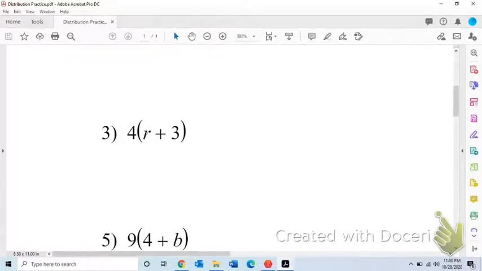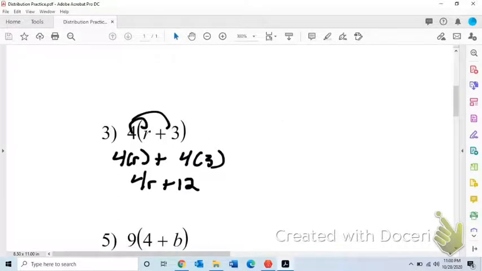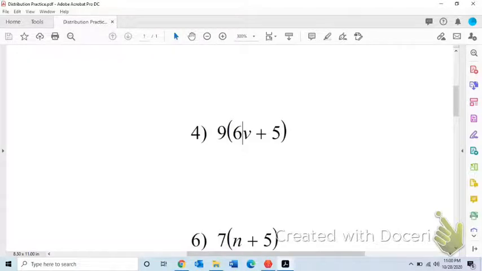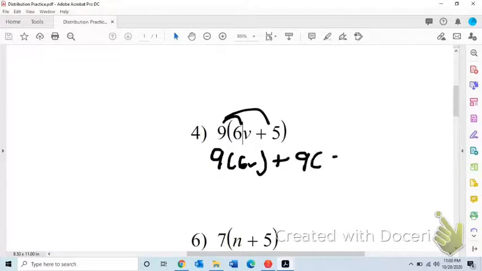So number 3, we're going to take that 4 and distribute it. That's going to give us 4 times r plus 4 times 3, or 4r plus 12. Number 4, we take that 9 and we distribute it. So that's 9 times 6v plus 9 times 5, or 54v plus 45.